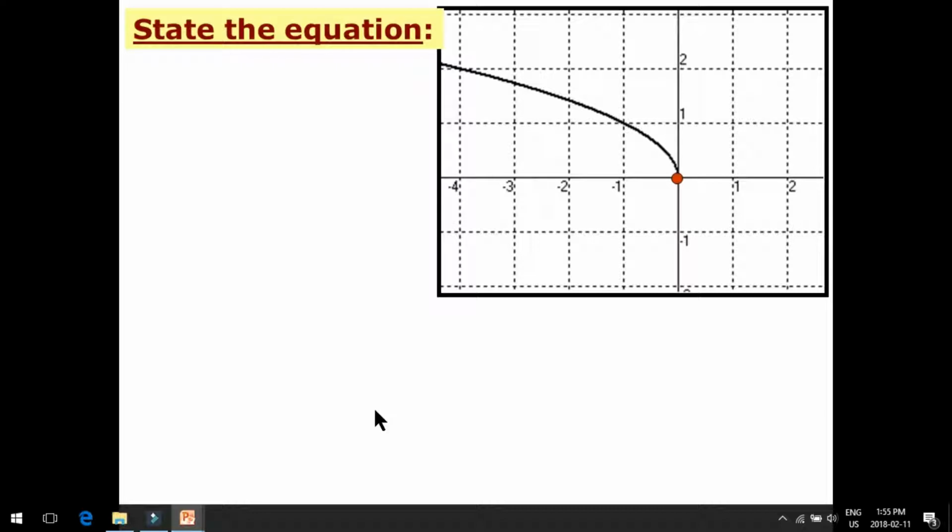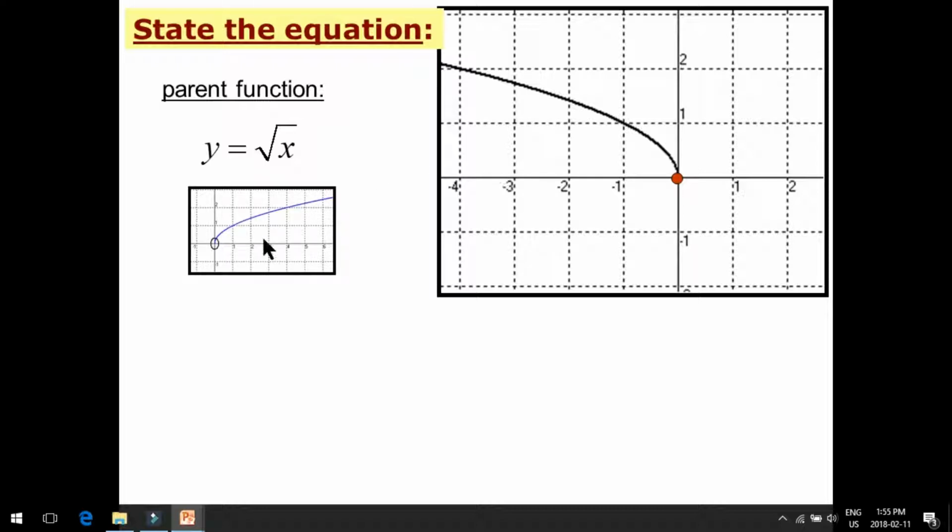State the equations. All right, here we go. The parent function looks like the top half of a parabola. So our parent function, the top half of a parabola that opens to the right. This is what the parent looks like. But we want it shaped like this, opening this way. So it seems it's been reflected across the y-axis, so we'll have to replace x with negative x. The parent function reflected across the y-axis.